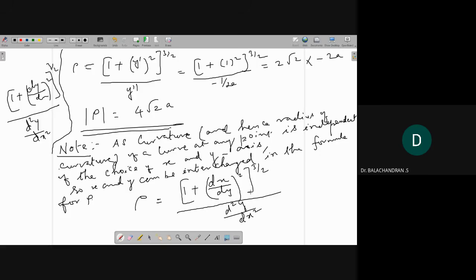You can use this formula when dy by dx is equal to infinity. Okay, you can write here, after this formula, you can use this formula. Sir, in the denominator also it should be d square x by dy square, no, sir? Yes, yes. Okay, sir. Thank you, sir.